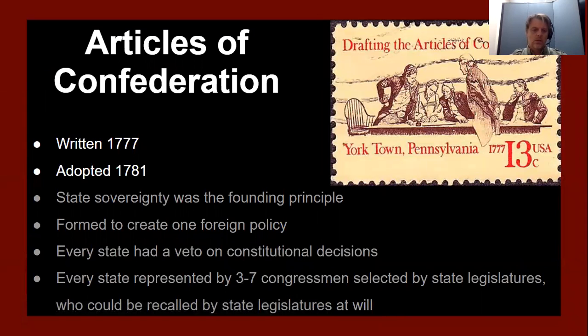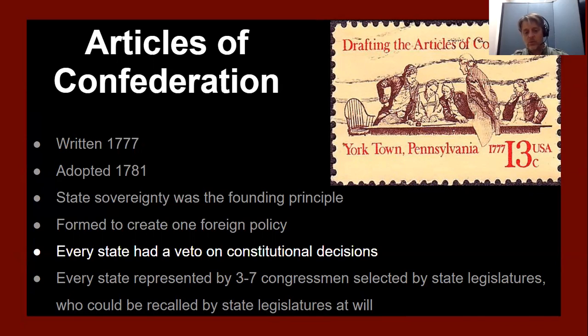Written in 1777, adopted in 1781. Like we talked about last time, it took about 3 or 4 years between the writing and the adoption to get going. Remember, the Revolutionary War didn't end until 1783, so they were still operating under the old Continental Congress system prior to the Articles of Confederation. State sovereignty was the founding principle. All the states wanted to be sort of their own countries, but recognized they needed to band together for certain things, such as foreign policy.